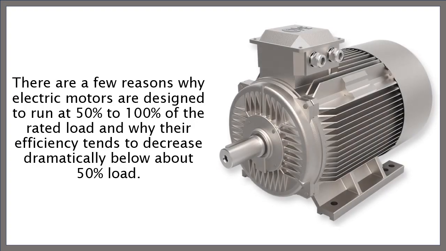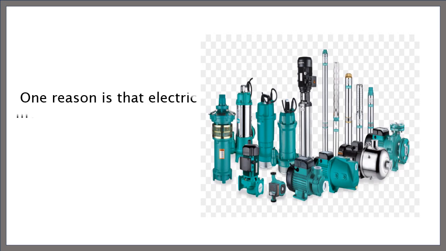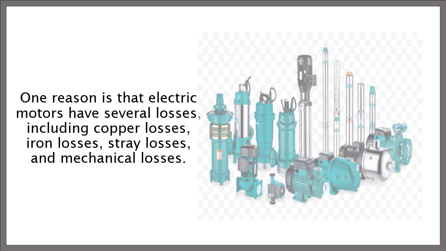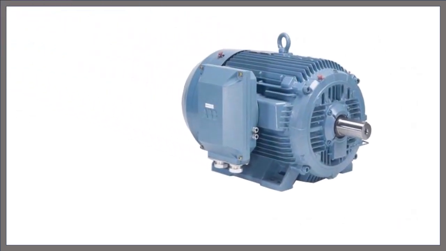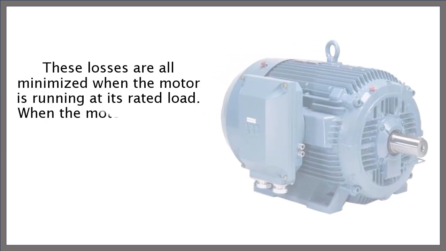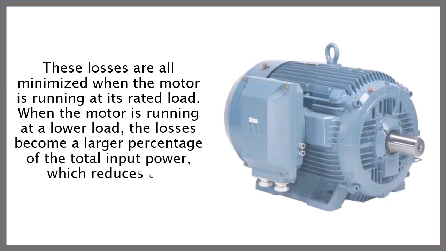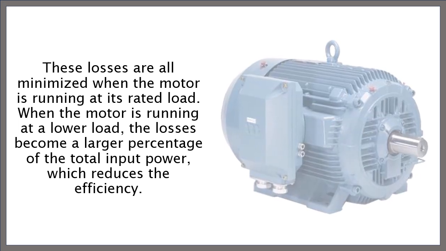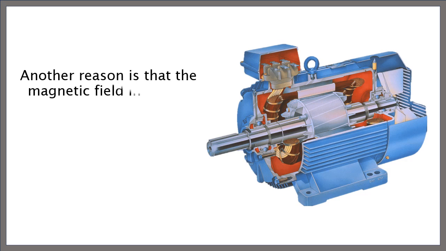One reason is that electric motors have several losses, including copper losses, iron losses, stray losses, and mechanical losses. These losses are all minimized when the motor is running at its rated load. When the motor is running at a lower load, the losses become a larger percentage of the total input power, which reduces the efficiency.